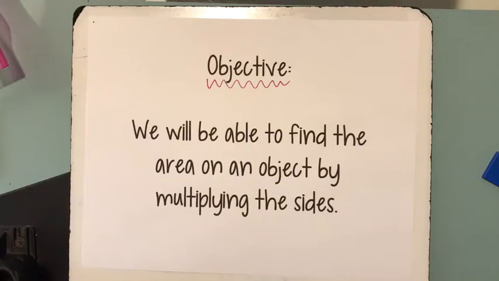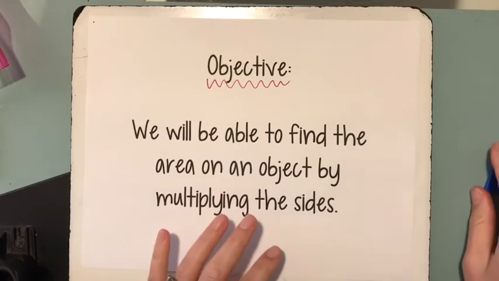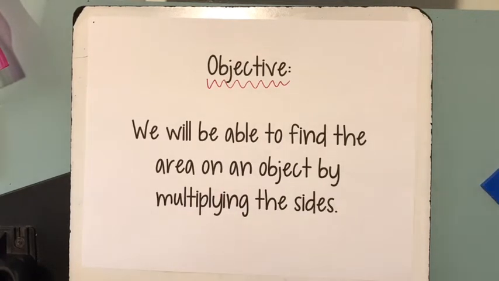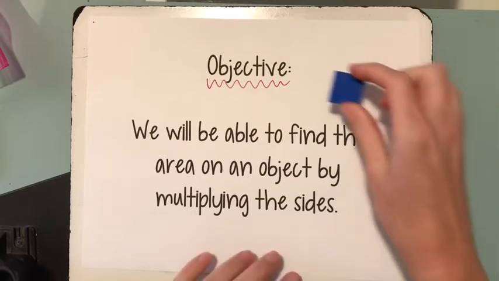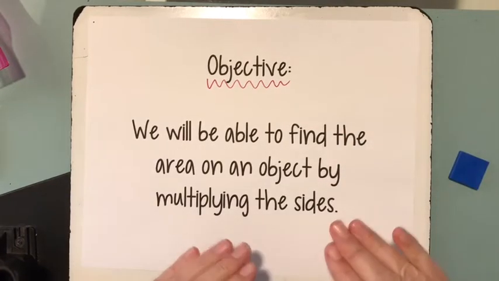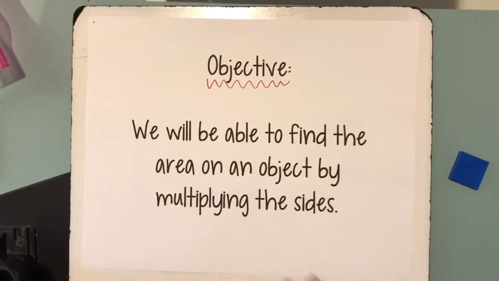All right, hi everybody. So today we're going to continue to learn about area. And last week we looked at different rectangles and we counted up the squares or the tiles to find the area. So that was one way that we found area. Today we're actually going to be using multiplication to help us find area, which is going to make it a much easier way for us to find area, especially as the rectangles and the objects become bigger.